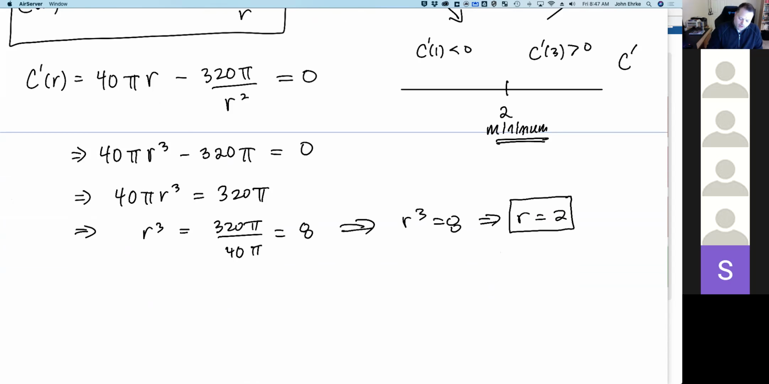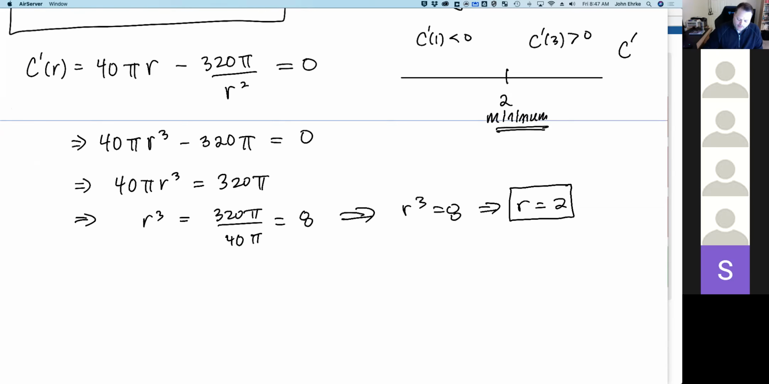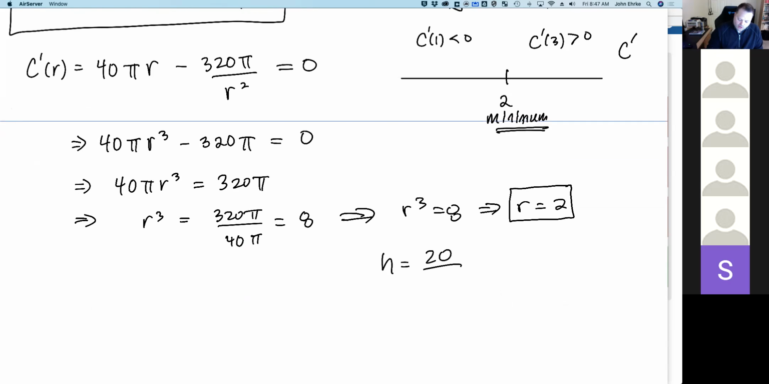So let's see here. To completely answer the question, it wants the most economical, right? So find the height and the radius of the can that's most economical. So I have the radius. If we go back to the constraint that I have here, 20 over r squared is the height. I can find the height using that. So the height is 20 over r squared. R is 2. So the height is 20 over 4, which is 5. So I've got my height and I've got my radius, and I can find the cost.